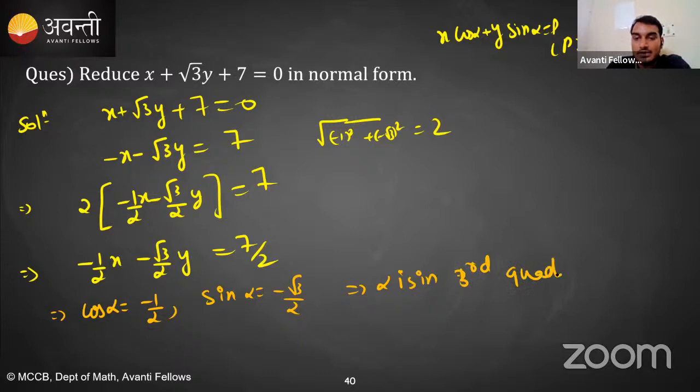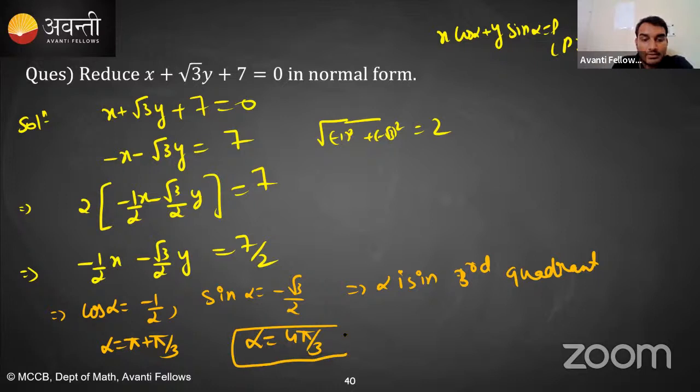एक तो ये बात समझ में आ गई. Now cos alpha is minus half. So first of all, if cos alpha is half, then alpha कितना होता है? Pi by 3. So it implies now in the third quadrant angle कितना हो जाएगा? Pi plus pi by 3. Clear? It means alpha कितना आ गया? 4 pi by 3. Okay.